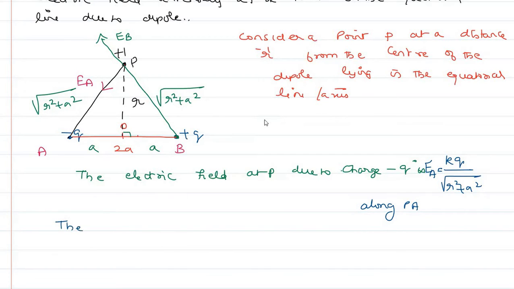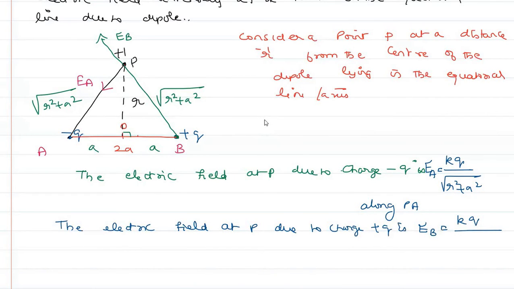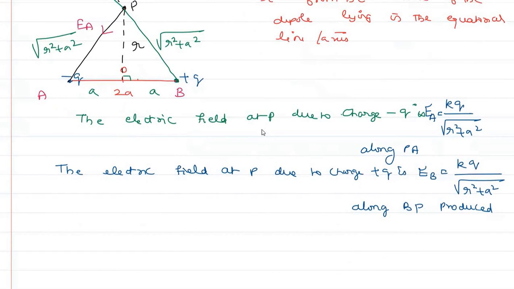The next step is the electric field at P due to the charge plus Q. EB will be equal to again KQ, charges of equal magnitude, divided by R square plus A square. The only difference here is the direction. It is a repulsive force, so it is along BP, from B to P it moves, repulsive. We are extending the line, right? So BP. Is it clear?